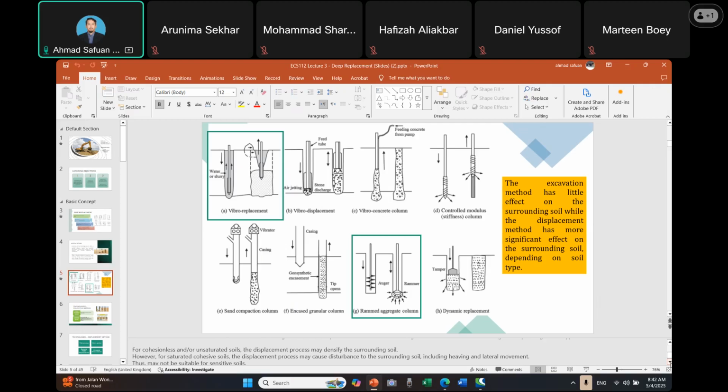So in that sense, excavation methods are more suitable to treat saturated cohesive soil rather than the use of displacement methods.